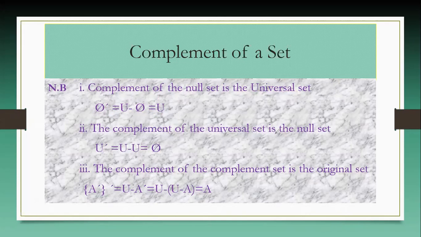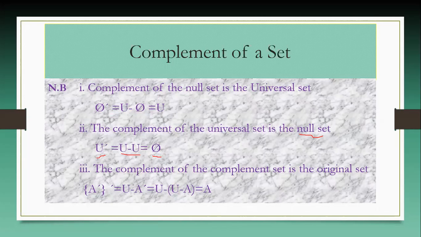Now the complement of the universal set is the null set. These types of questions come in your objectives. The complement of the universal set means U dash. U dash means U minus U. Now 5 minus 5 is 0. In the same way, U minus U means null set. Clear? So the complement of the universal set is the null set.